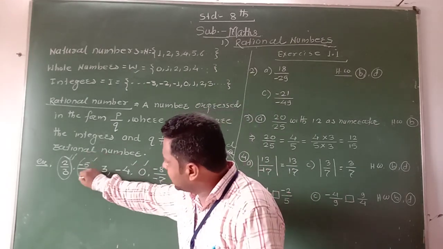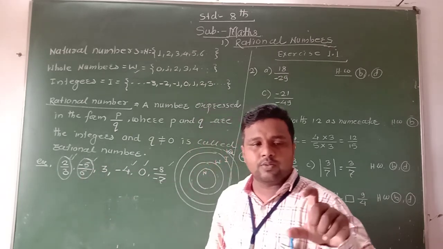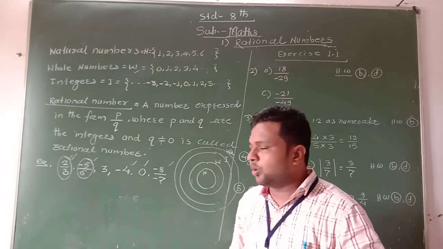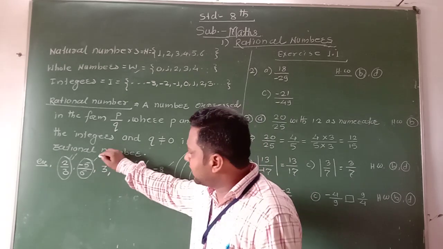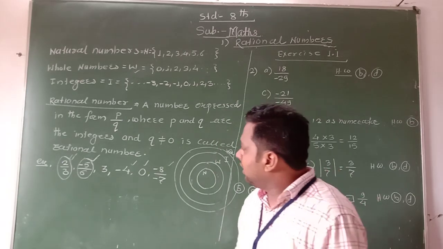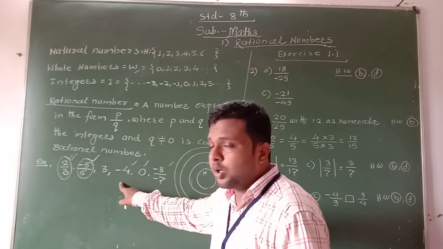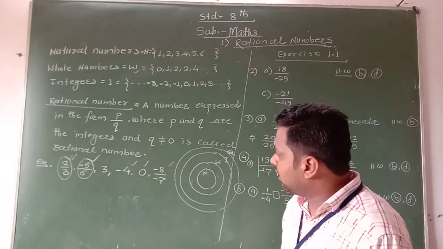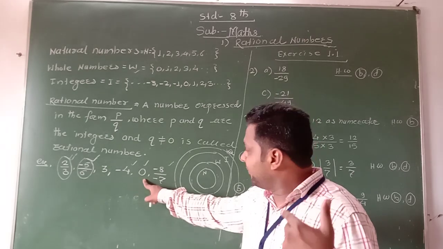Now what about this number? Here in this rational number, the numerator is positive, the denominator is negative. This means one is positive, another is negative. Then this rational number is not a positive rational number. This rational number is called a negative rational number. Now 3 upon 1 is a positive rational number. -4 upon 1 is a negative rational number. 0 is neither positive nor negative.